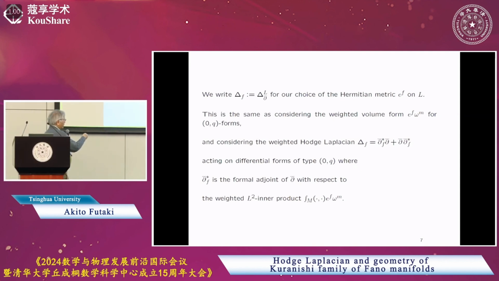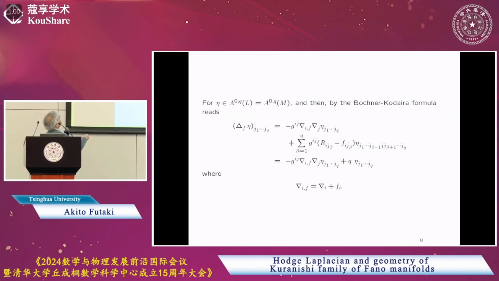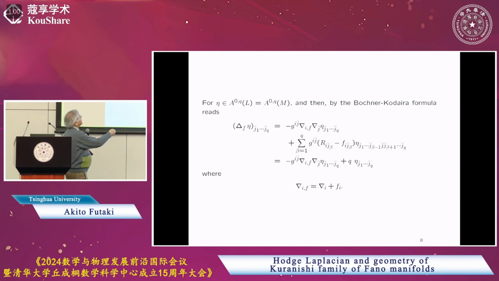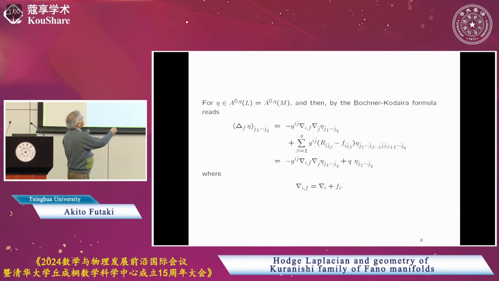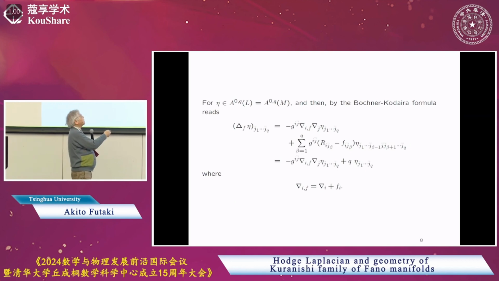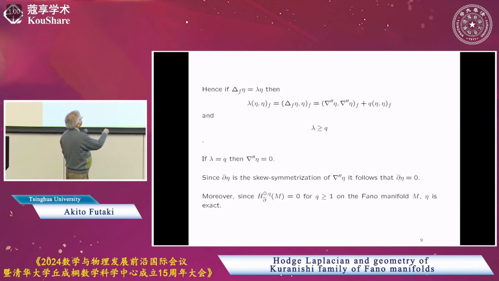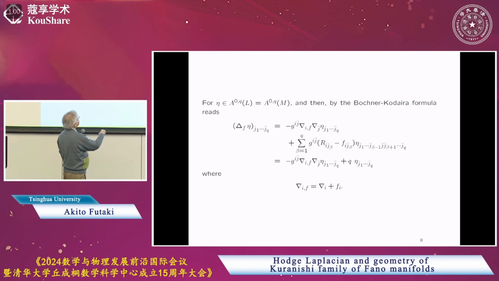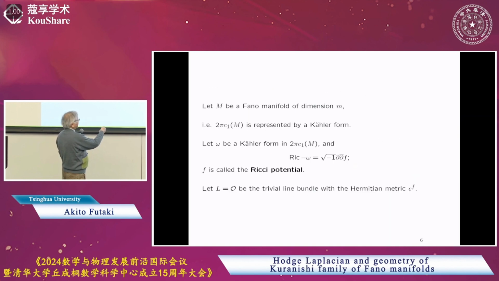And then the formula becomes like this. The curvature of exponential F is minus d d-bar of log of exponential F, so it's minus the second derivative of F. But then recall that this is the Ricci potential of this form.